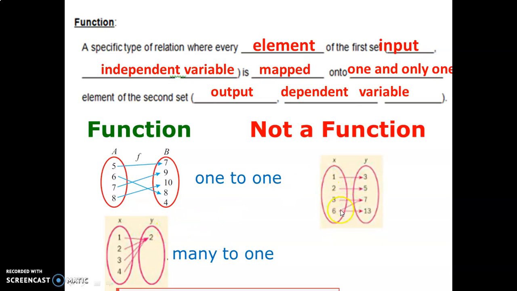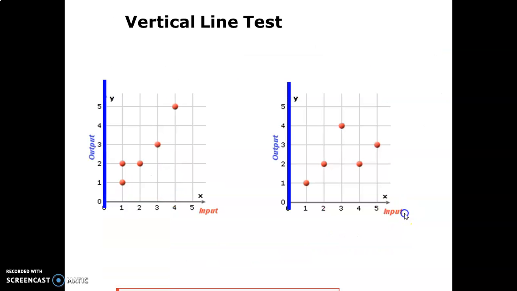Something that is not a function, this is not. Notice here, we have one-to-one here. 1 leads to 3, 2 leads to 5, 3 leads to 7, but the input of 6 produces 2 outputs, 7 and 13. And that goes against the definition of a function. It's a relation, but not a function. That is called a one-to-many. So one-to-many relations are not functions. One input leads to many outputs.